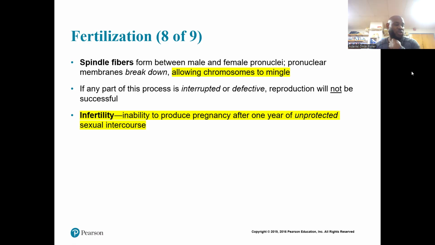Infertility, which is a word many have heard of, is the inability to produce pregnancy after a year of unprotected sexual intercourse. So having sperm introduced into the woman and yet no viable pregnancy after a year of doing this process is what we call infertility. But normally multiple sperm will come in, an egg will come down, they'll bind, become one, become a baby.